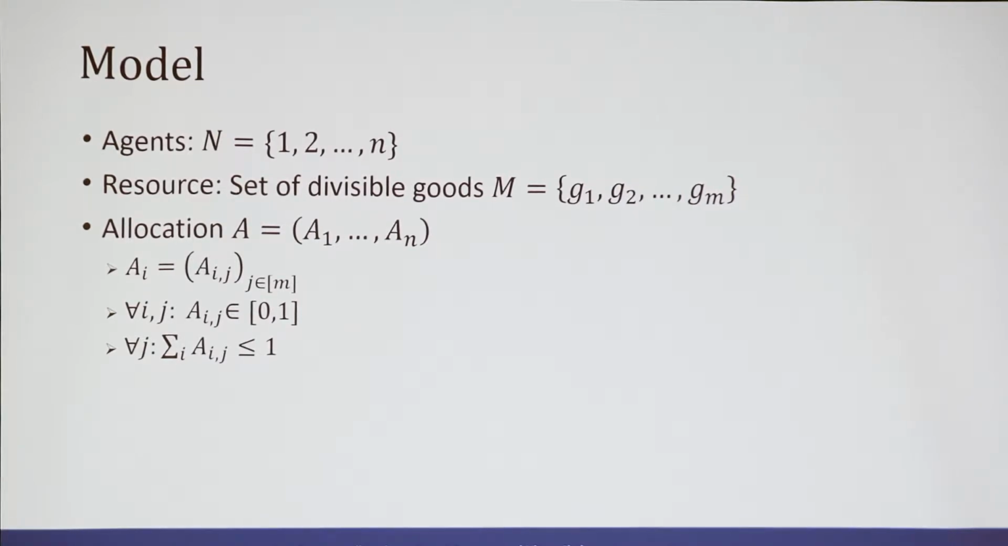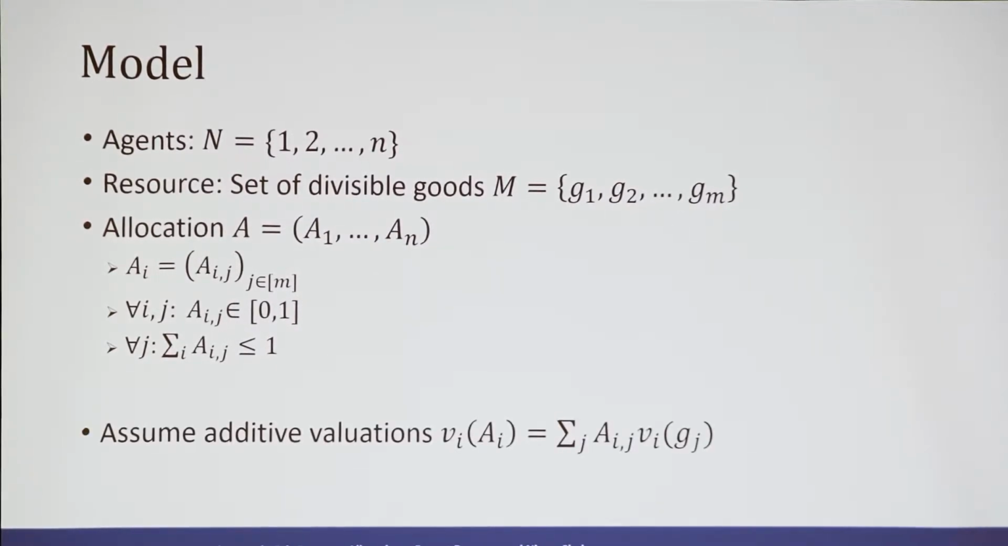We have these feasibility constraints. The first one says that no agent can be allocated less than a 0 fraction or more than a 1 fraction of each good. And the bottom one says that the total allocation of each good must be at most 1. It could be a partial allocation or complete, but we can't allocate a good more than completely. And just in this divisible goods part, we're going to keep assuming additive valuations. Okay, so your valuation for a bundle is just the sum of your valuations for each part of that bundle.